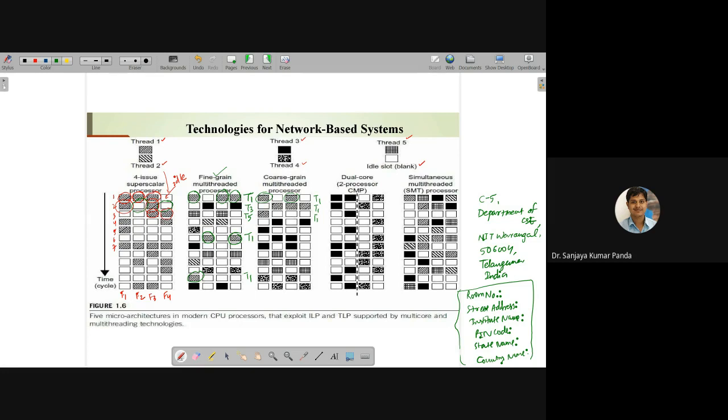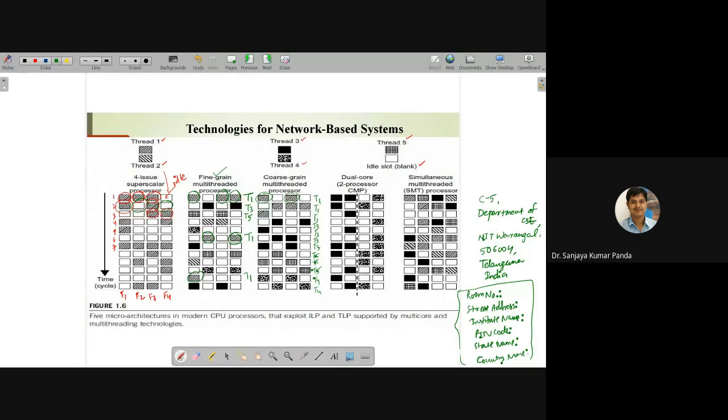So you can see once T1 is completed, I have started T3 for a couple of cycles, let's say 4 cycles. Then I have started T5 for 3 cycles. Then I started T4 for another cycle. So that is called coarse grain multi-threading.